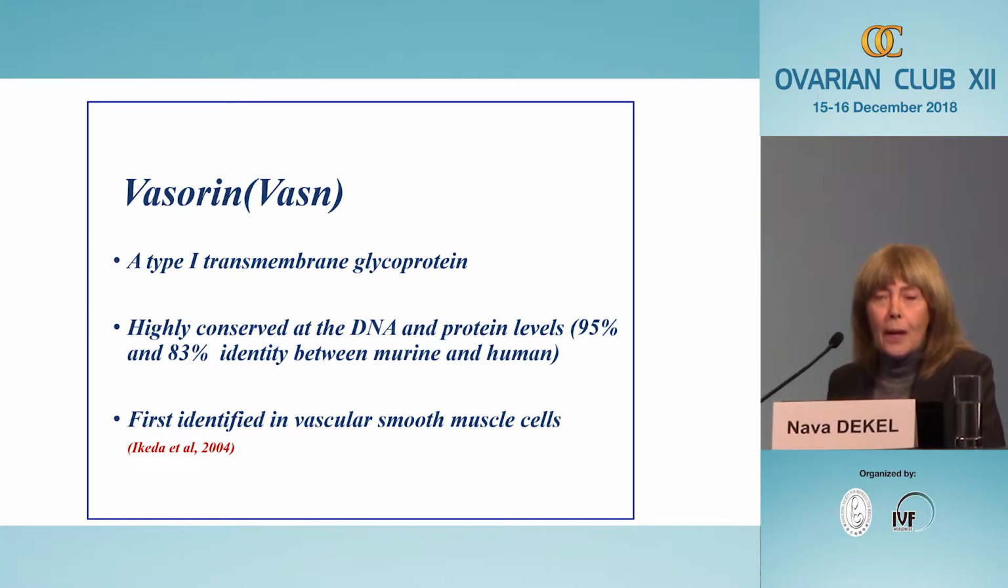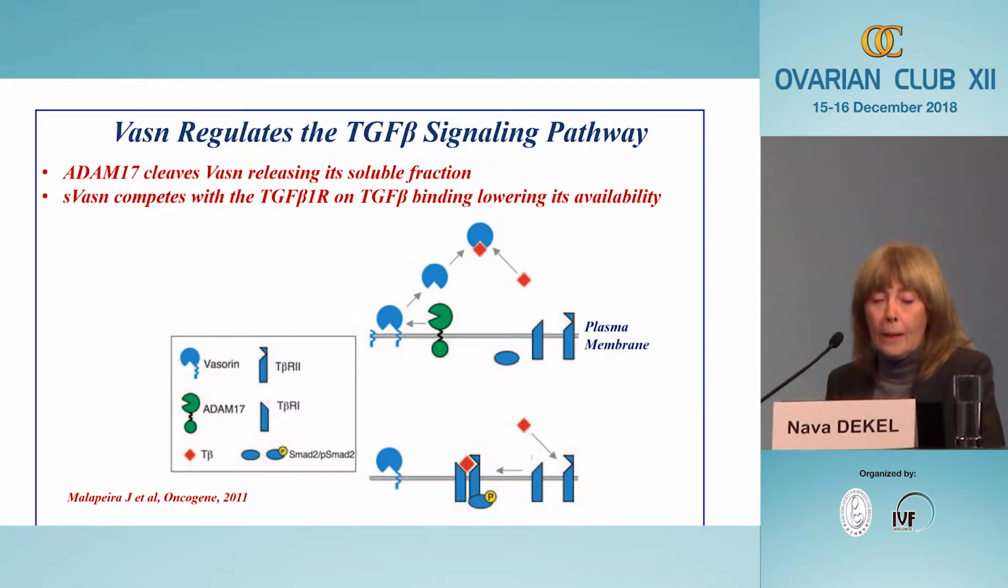Vasorin is a type 1 transmembrane glycoprotein, which shows a very high level of identity between murine and human, both in the messenger RNA and the amino acid composition of the protein, which means that it is a highly conserved molecule. It was first identified in vascular smooth muscle cells in 2004. It took 7 years to realize the mechanism of action of Vasorin and show that it actually regulates the TGF-beta signaling pathway.